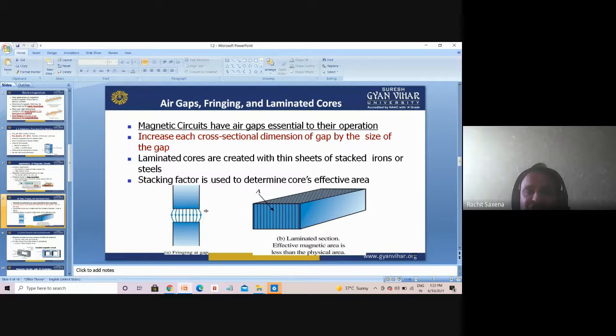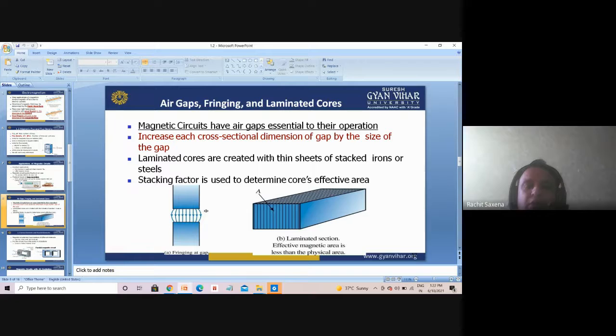For that rotation, we need some air gap. If the gap is not there, then friction will occur. So magnetic circuits have air gaps essential to their operation. For their operation, we need them. So, increase each cross-sectional dimension of the air gap by the size of the gap. Through that, we can increase the gap.